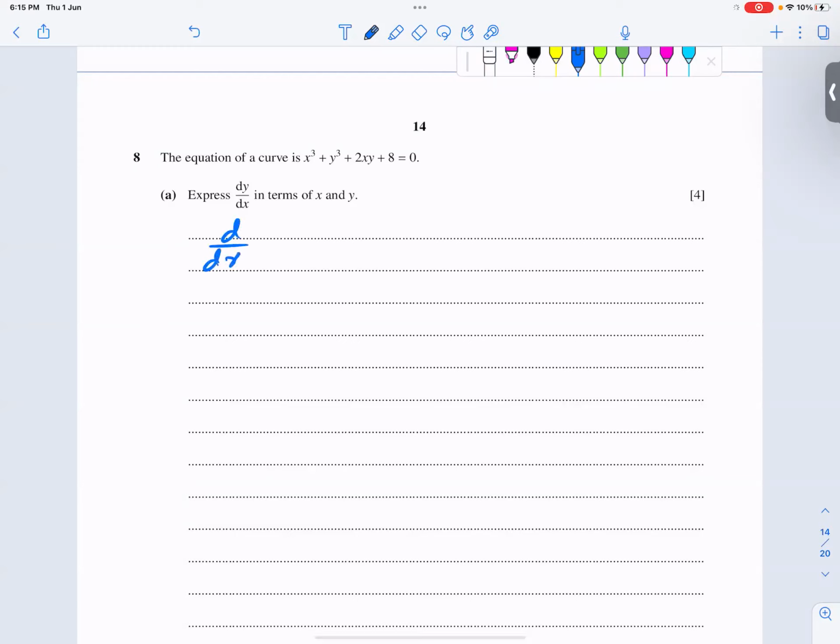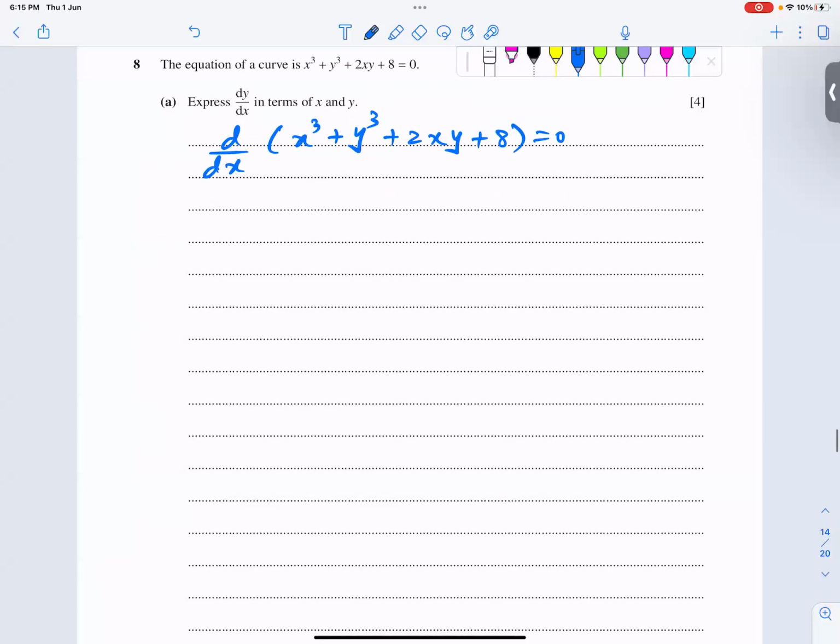d/dx of (x³ + y³ + 2xy + 8) = 0. The derivative of x³ is 3x². The derivative of y³ is 3y², but with dy/dx, because you are differentiating with respect to x, and this is y. Now apply the product rule on these two terms. This is the first term, and this was the second term.